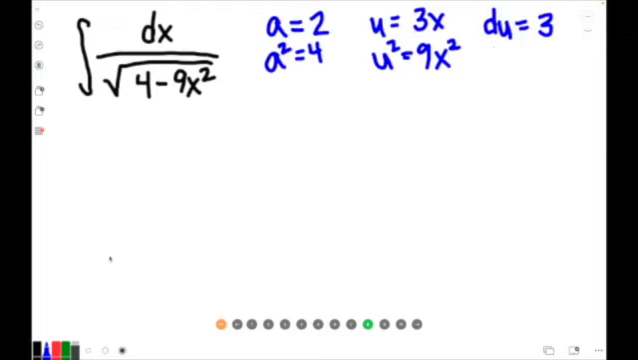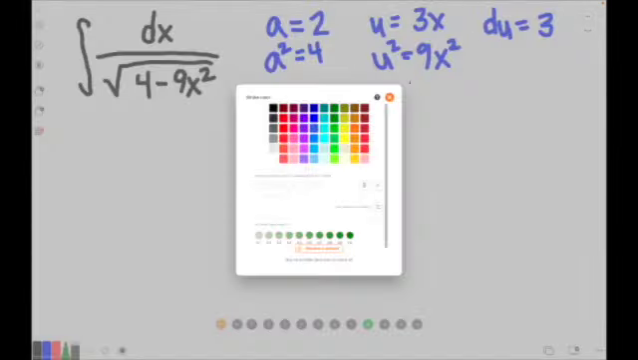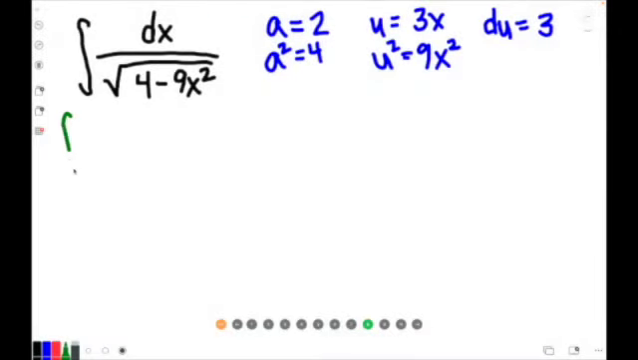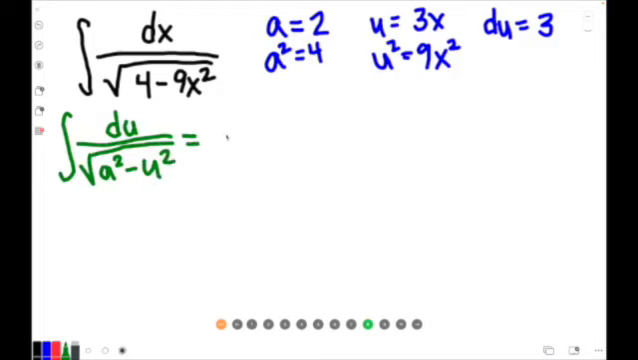Okay, so we already identified initially that we will be using the pattern du all over the square root of a squared minus u squared, which is equal to arc sine u over a plus the constant of integration. So what is the missing piece here? I think the missing part is we need to write this one down as du over square root of a squared minus u squared.